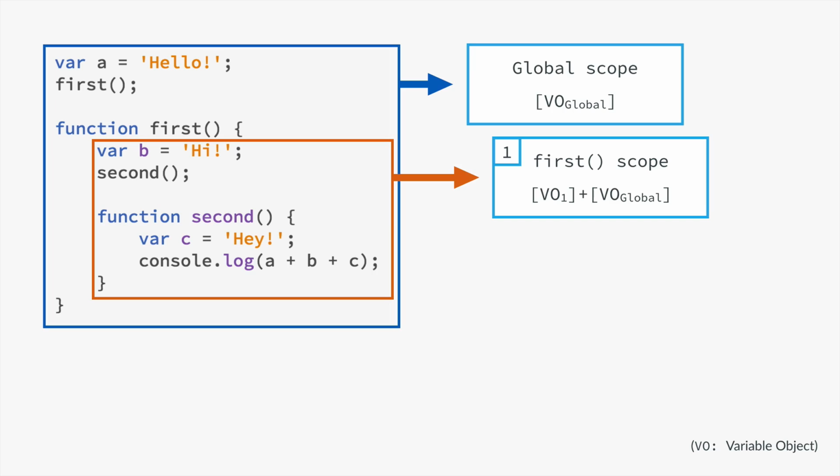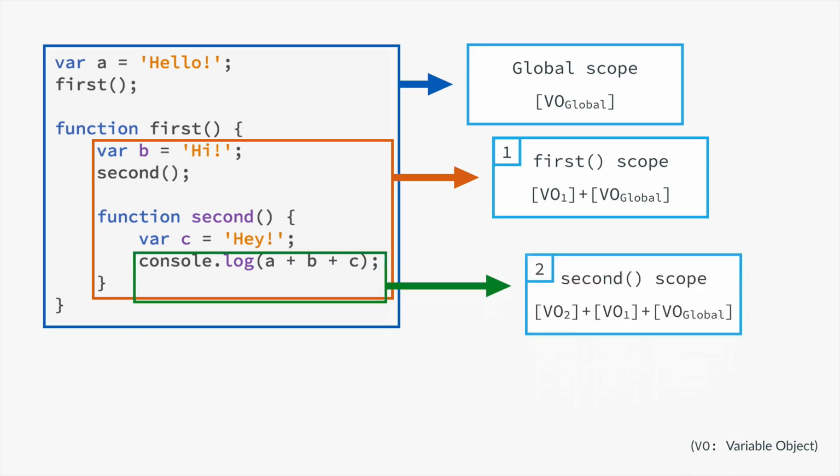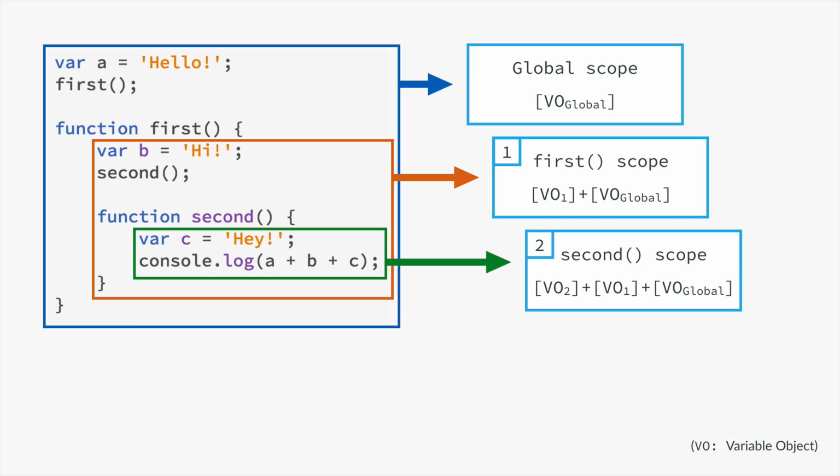And do you remember what I said about lexical scoping in the last slide? Thanks to lexical scope, this scope has also access to its parent scope and all the variables and functions that it defines. And in this case, that's the global scope. And finally in green, the scope of the second function. In there we have a console.log statement which attempts to print the values of variables a, b, and c.